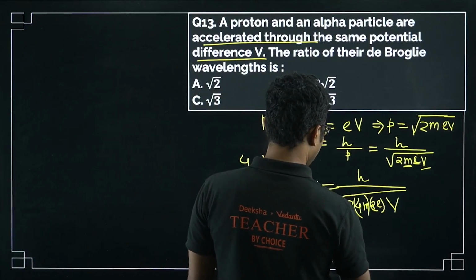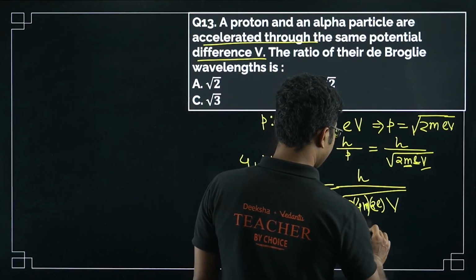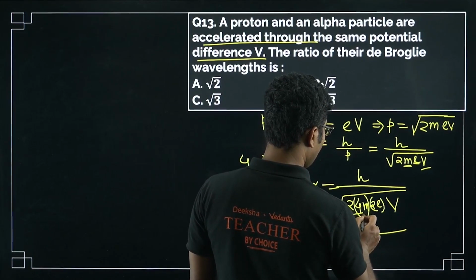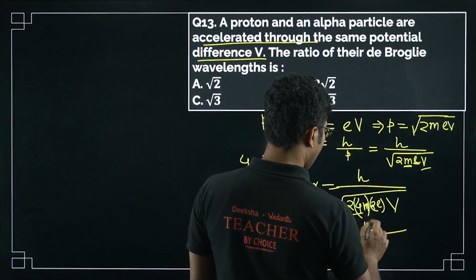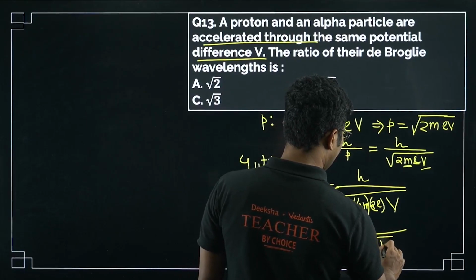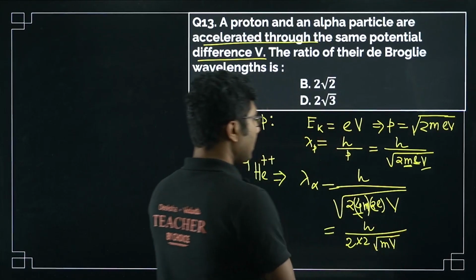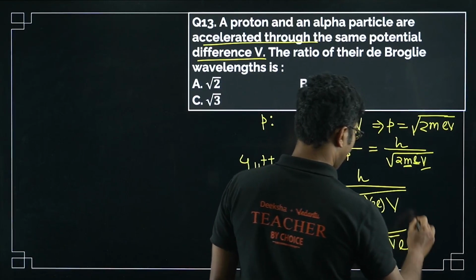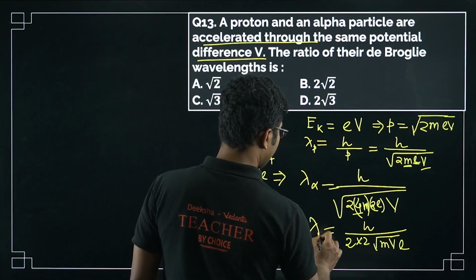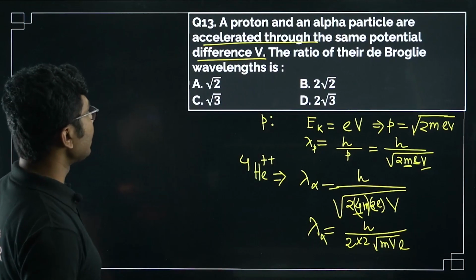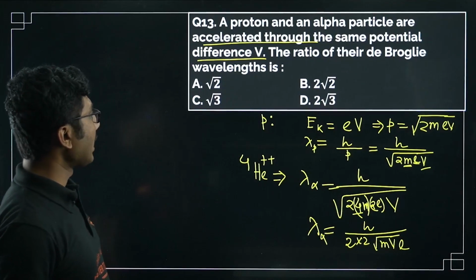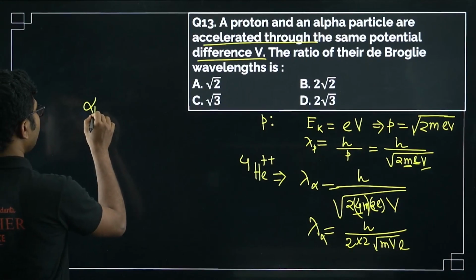So it will be h divided by the square root of 2 times 4m times 2e times V. The 4 will come out as 2, and we get another 2 over here, so we get 2 times square root of 2 meV. So this is the wavelength of the helium, alpha particle. Now we have to find the ratio of the proton and the alpha particle. So what is the proton?